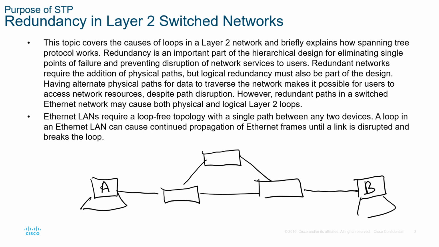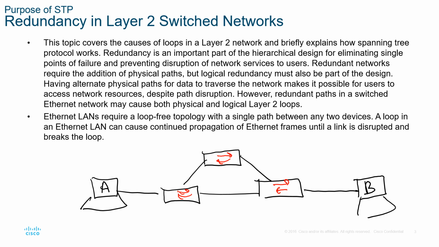Redundancy is a very important part of the hierarchical design to eliminate single points of failure and at the same time to prevent a disruption of service in the network. So a redundant network is very important. And how can we say that we have a redundant network? We can say that we have a redundant network when you have an additional path to go to the destination.